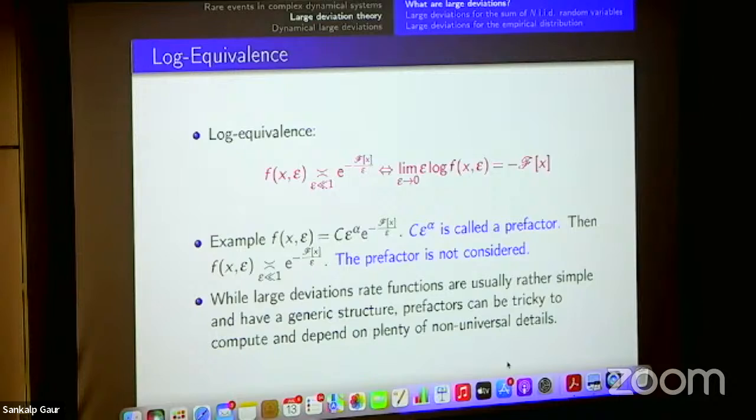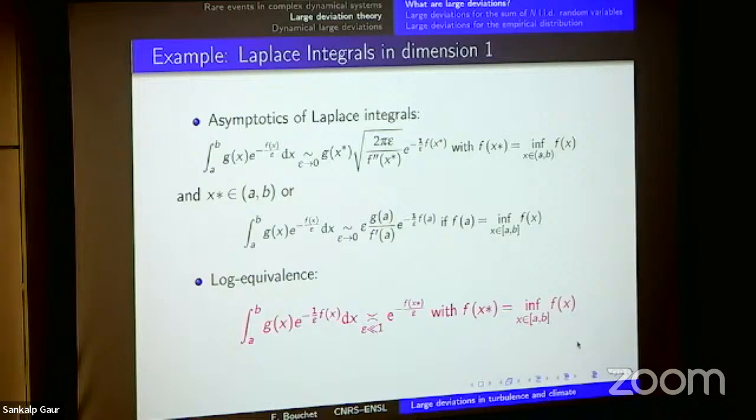It's very nice to have the exponential part, which is the one that gives you the most variation when epsilon is changed, but you forget about the algebraic part. So we'll see this now on an example that you might have considered in mathematics or in physics, which are called Laplace integrals. So here I look at the integral of g of x multiplied by exponential of minus f of x divided by epsilon. And then the mathematical question is, what is the limit of this integral when epsilon goes to zero?